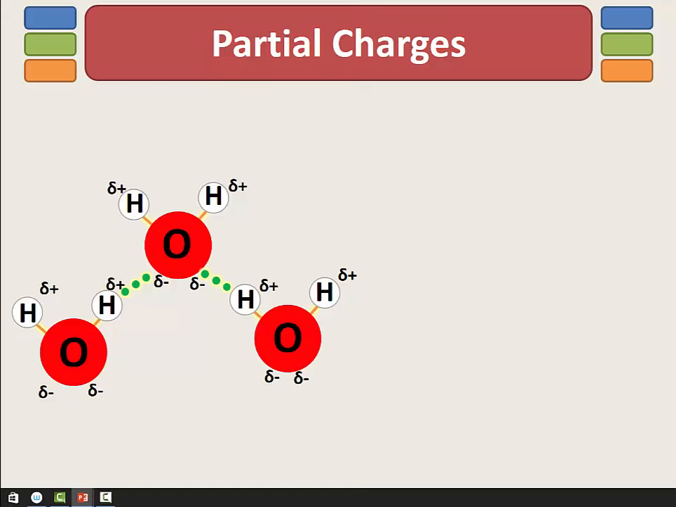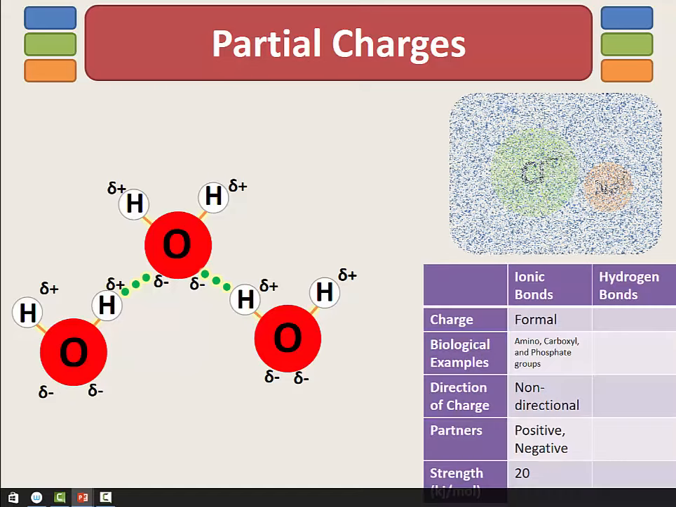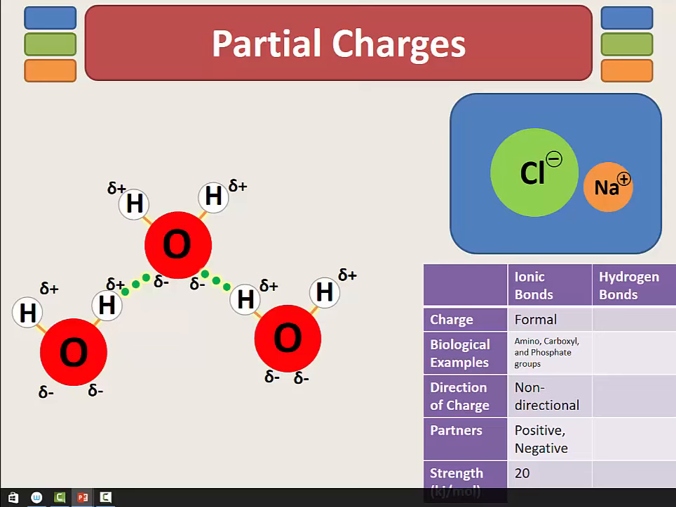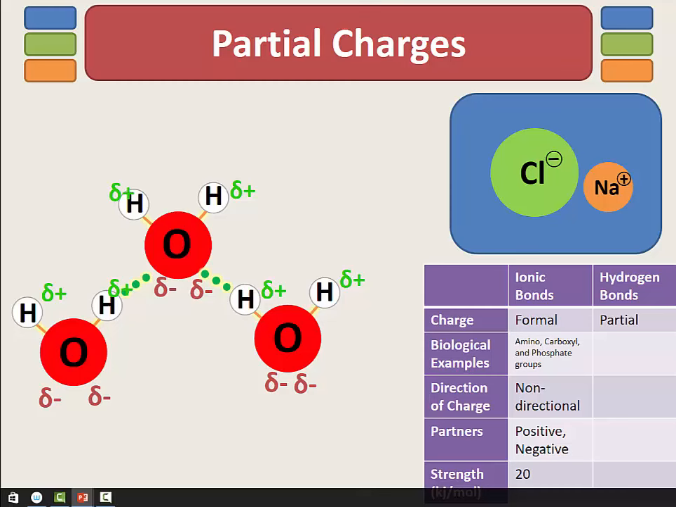There are a couple of features that make hydrogen bonds different from the ionic bonds discussed previously. First, the partial charges involved in hydrogen bonds are not complete ions. They are partial rather than formal. Second, they have different functions in the cell.